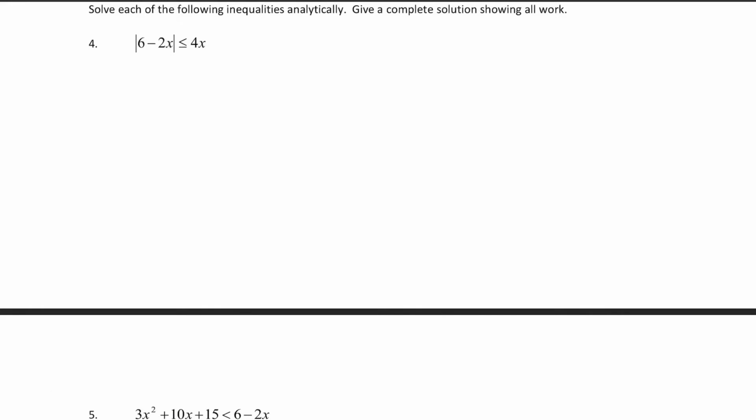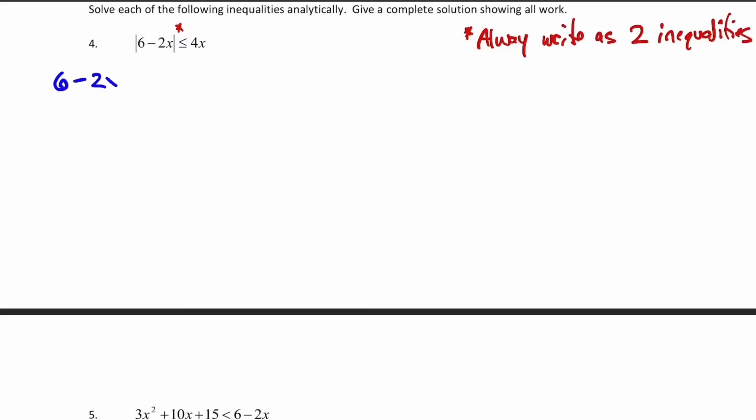When it comes to absolute value inequalities, always write it as two inequalities. The first inequality is going to be exactly what you see there without the absolute value. So 6 minus 2x is less than or equal to 4x. And the other one's going to be 6 minus 2x. Now we flip the inequality, so greater than or equal to, and we negate what's on the other side.